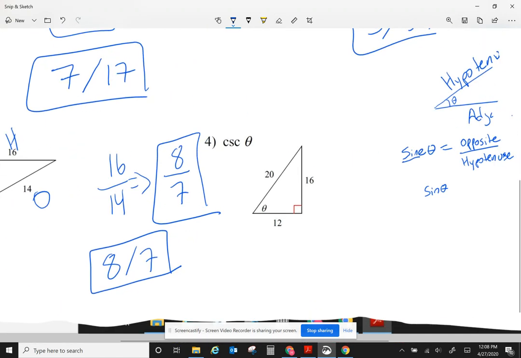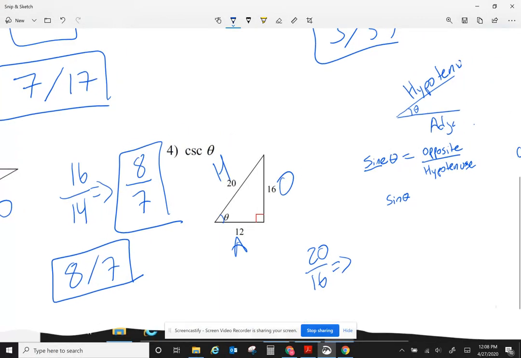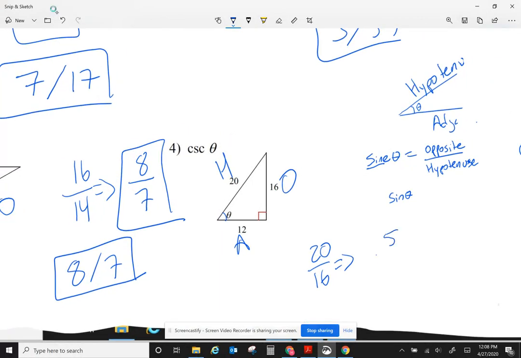Question number 4. The 20 is my hypotenuse. From theta, the side that is far away is opposite. That means that 12 is the adjacent. For cosecant, I know the ratio is hypotenuse over opposite, so 20 over 16. Simplify the fraction. I'm just going to call this 5 over 4. The way you will type this will be 5 over 4.